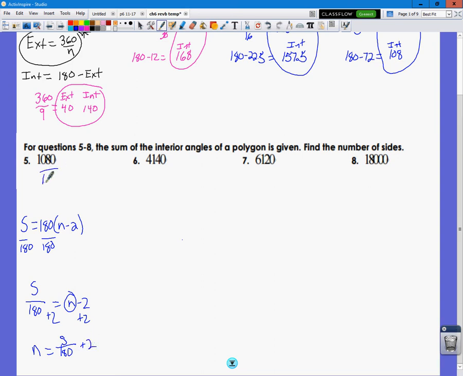So each one of these, I'm going to take the sum and divide by 180. I'm going to divide 1080 by 180, and I'm going to add 2 to it. This is 8. 4140 divided by 180 is 23, plus 2 is 25. 6120 divided by 180 is 34, plus 2 is 36. 18,000 divided by 180 is 100, plus 2 is 102.